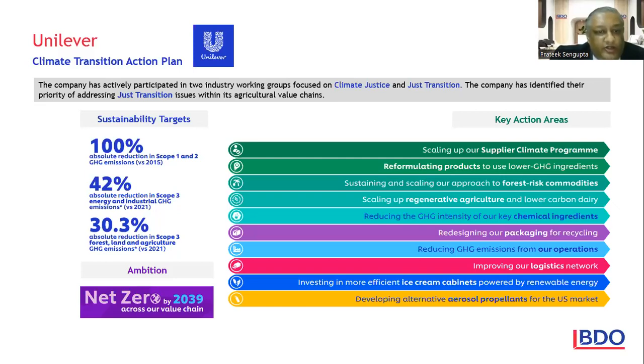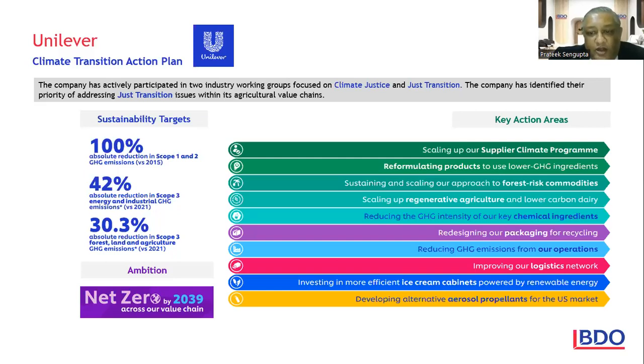So if you look at some of the sustainability targets that they've adopted: 100% absolute reduction in Scope 1 and Scope 2 emissions by 2015, 42% absolute reduction in Scope 3 and energy and industrial GHG emissions by 2021, 30.3% absolute reduction in Scope 3 forest, land, and agricultural GHG emissions by 2021. So these are all targets that they have hit, and now they have committed to achieving net zero by 2039 across their entire value chain.